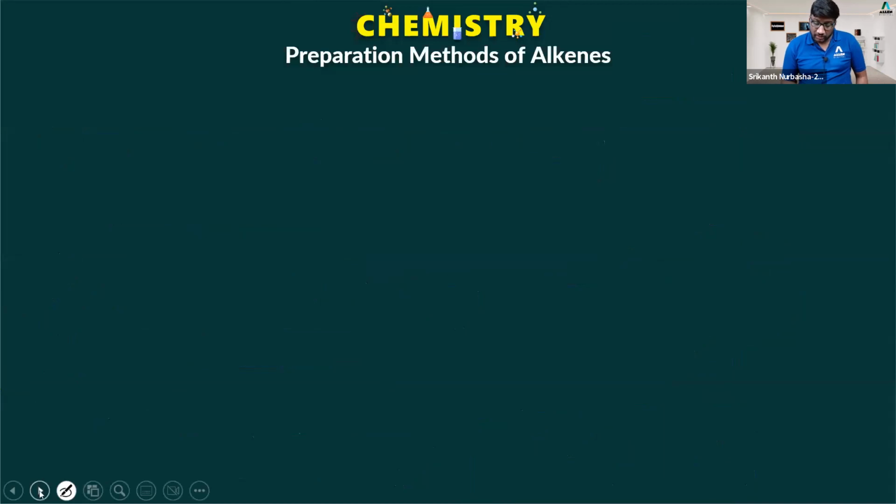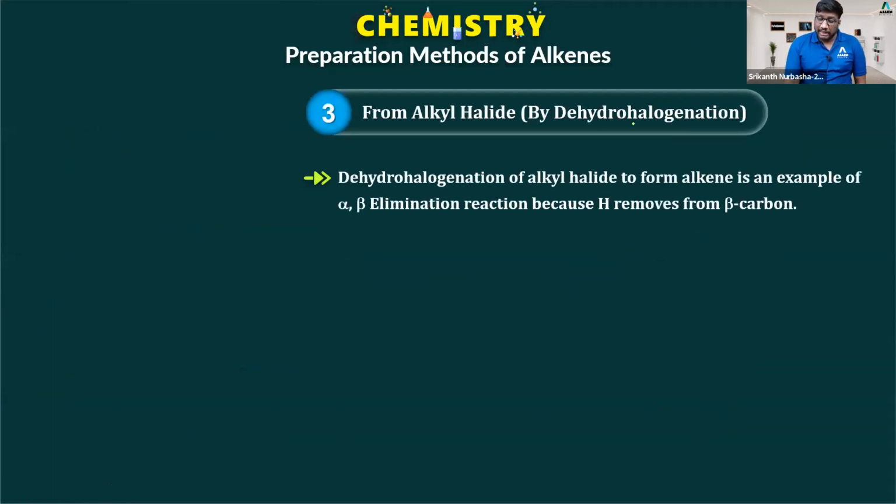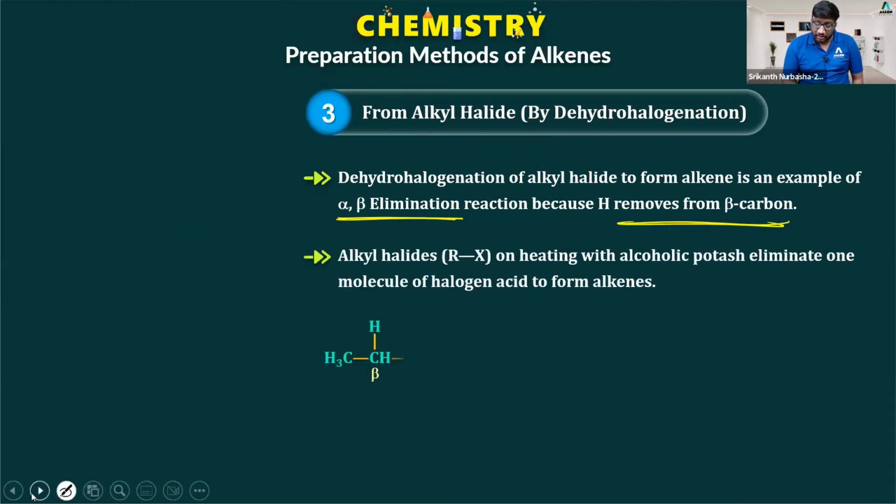Right, students, let us proceed further. From alkyl halide by dehydrohalogenation. Dehydrohalogenation of alkyl halide to form alkene is an example of alpha-beta elimination reaction because hydrogen is removed from the beta carbon. A lot of examples we have discussed. Alkyl halides RX on heating with alcoholic potash eliminate one molecule of halogen acid to form alkene. So we'll get alcoholic KOH.